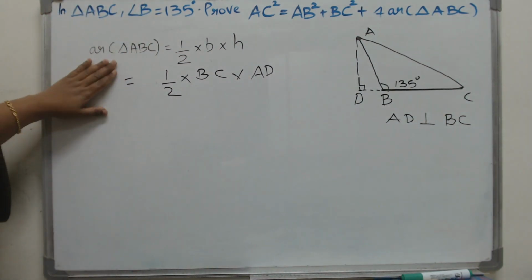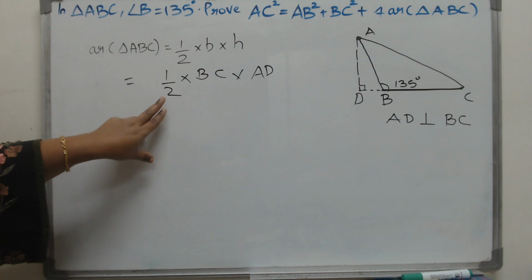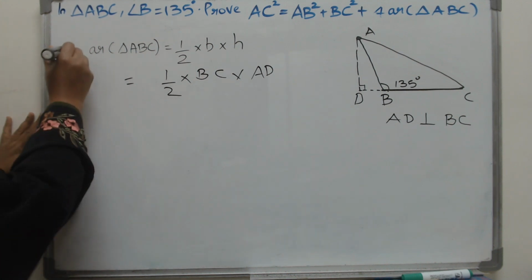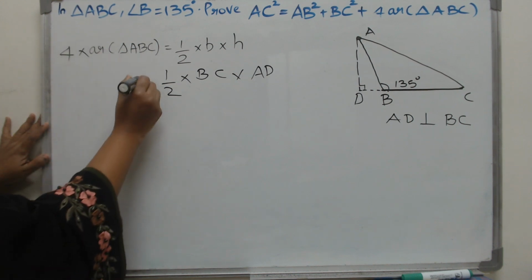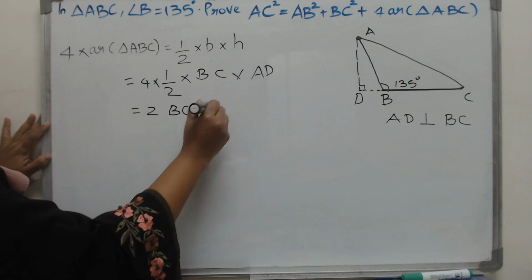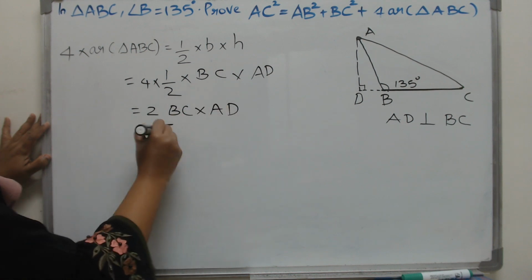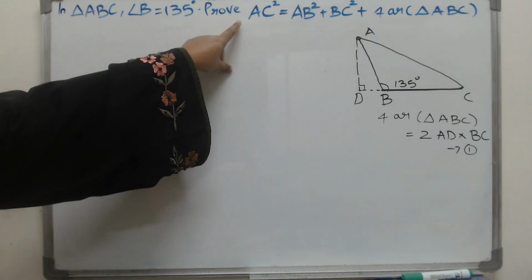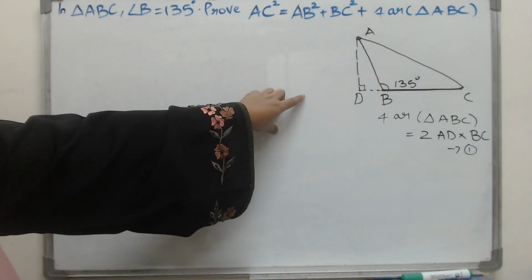So the area of the triangle ABC is this, but what we need is not just the area. We need 4 times the area, which means what? The last term what we are looking for is actually this. Now let us return back to the rest of the terms. Now do you see what we have constructed?